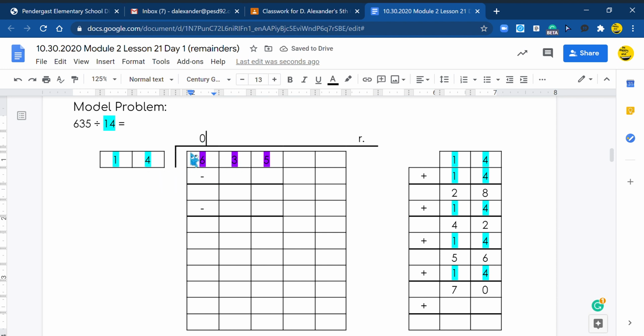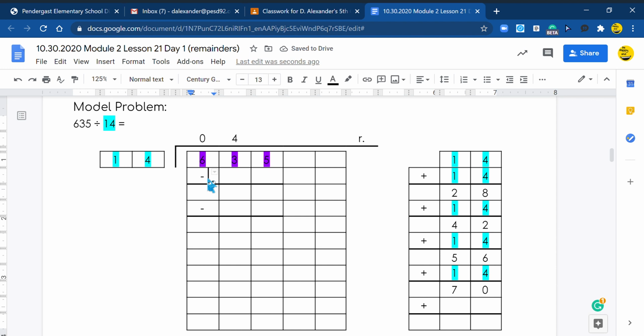Can 14 go into 63? Well, there's a good chance. Let's go look. So of 28, 42, 56, and 70, which number is closest to 63 without going over? You guys are right, it's 56. So of the 56 here, I'm going to quick count how many 14s are above it. So let's go. 1, 2, 3, 4. So my quotient, I'm going to write a 4.